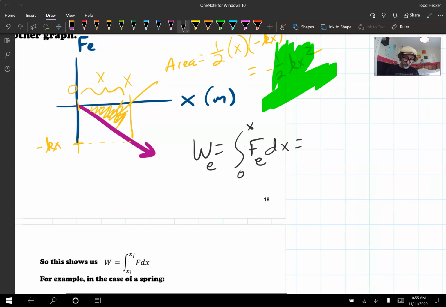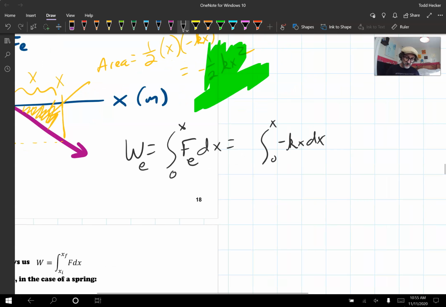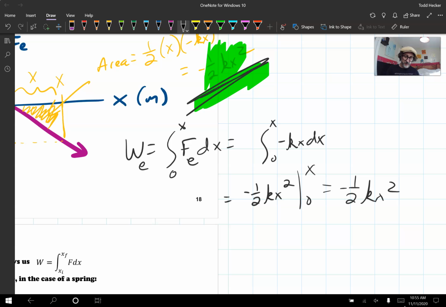Okay, so what is this integral then? Well, that integral is the integral from 0 to x of negative kx dx. Okay, well, what's the integral here? Well, the integral of negative kx is negative 1/2 kx squared, right? Evaluated between 0 and x, and it gives me negative 1/2 kx squared, which is the same thing we had up here. Hooray for physics.